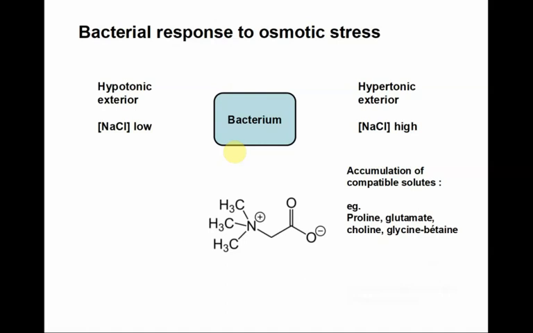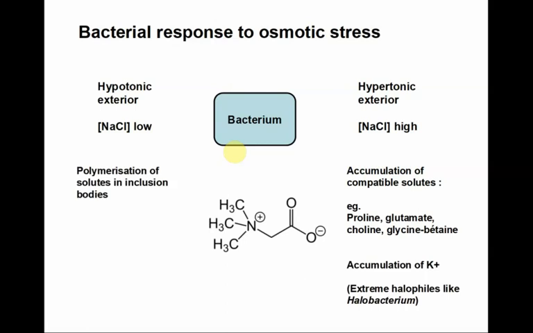So most eubacteria will do that, and in extreme halophiles, they can accumulate potassium inside the cell to compensate for the excess of sodium outside. And the potassium ions will keep the water inside the cell. Of course, this is an extreme adaptation to the conditions where these bacteria live, and they don't grow in what you would call normal conditions. It's basically not normal to have a very high concentration of potassium inside the cell.